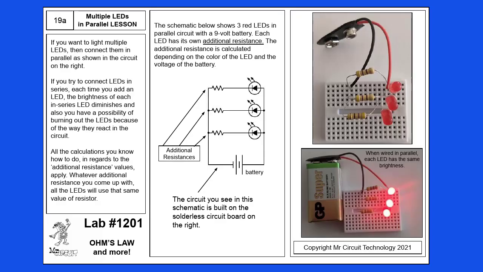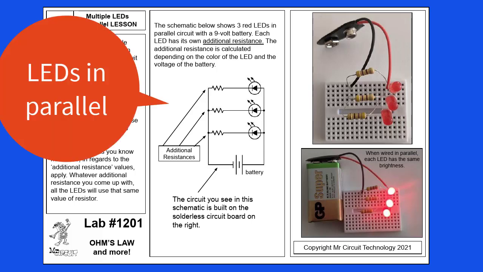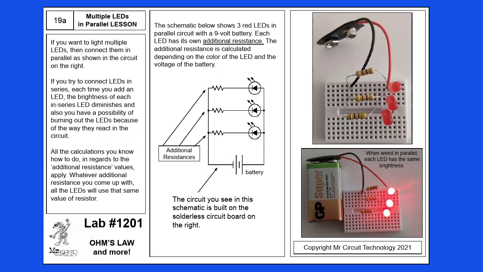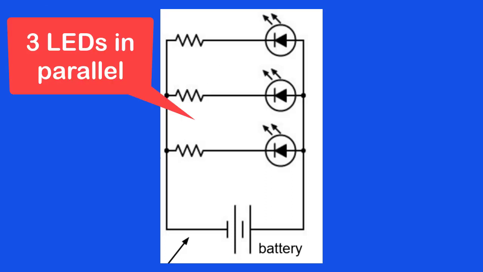In this Lesson 19, we are going to discuss the situation where you want to connect multiple LEDs at the same time. Note, regarding connecting multiple LEDs, you will get erratic results if you try to connect the LEDs end to end in series. In order to get a reliable circuit, you need to connect multiple LEDs in a parallel configuration. Here is a schematic diagram showing 3 LEDs connected in parallel with a battery.